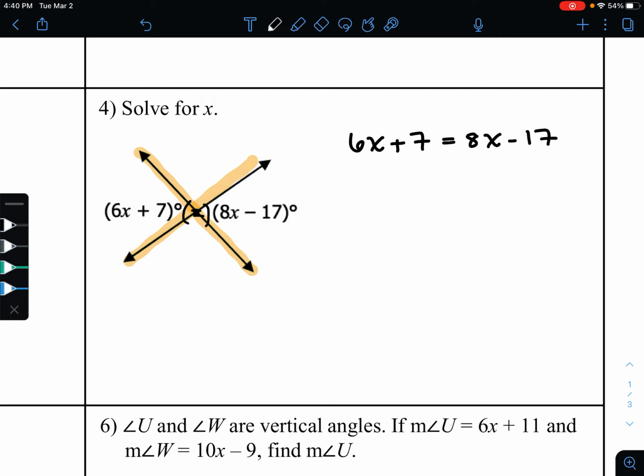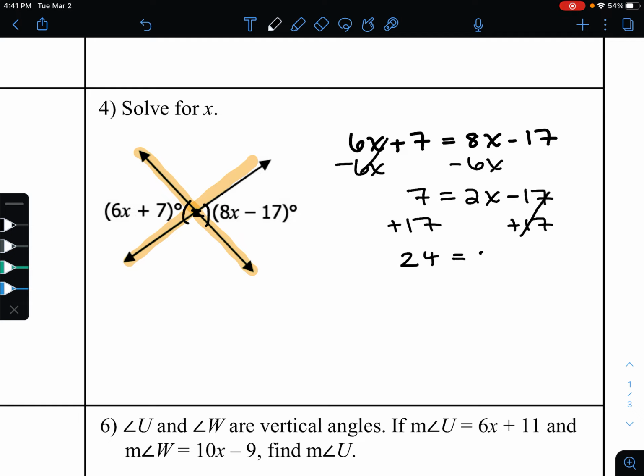So I took the 6x plus 7, I put it right here, equaled it to 8x minus 17, put it right there. And now all we need to do is solve that equation. So we can subtract the 6x on both sides, bring down the 7, that should be a 2x minus 17. Add the 17 on both sides to undo that. So that would be 24 equals 2x. And the last thing we do is divide by 2. And we should get 12 equals x.